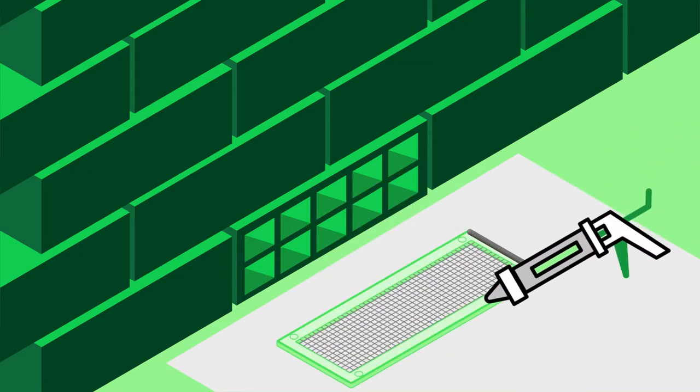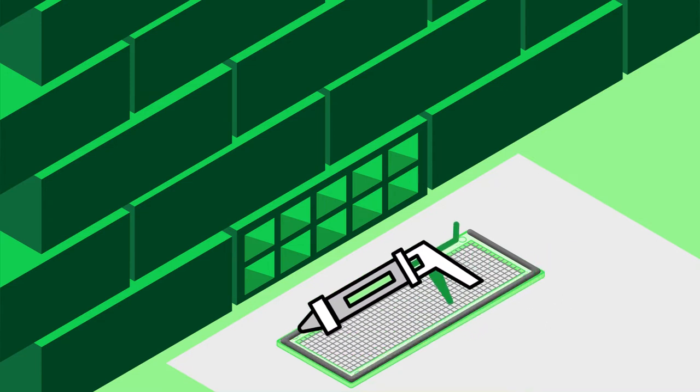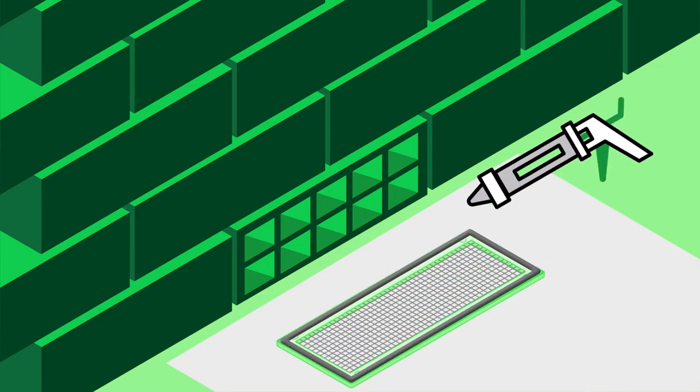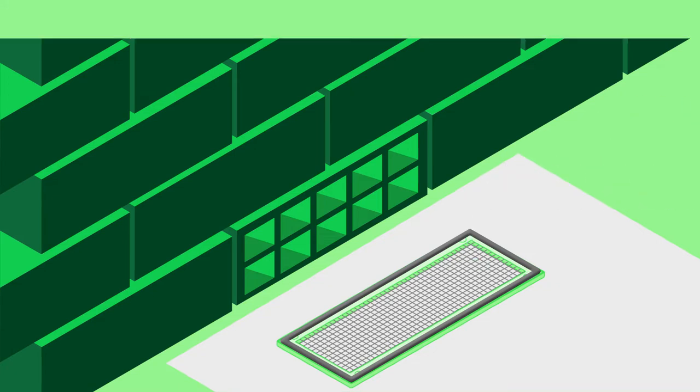Apply a generous bead of adhesive to the rear, outside edge of your MouseMesh air brick vent cover. If you accidentally spill any adhesive on the stainless steel grill, please wipe it clean immediately using white spirit.